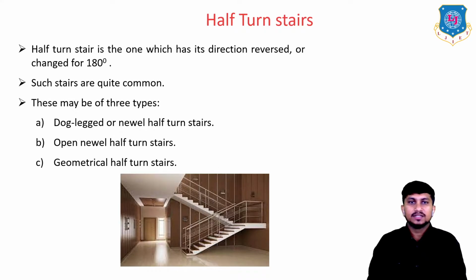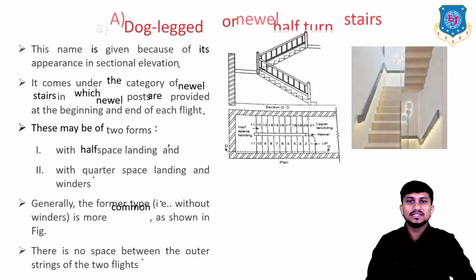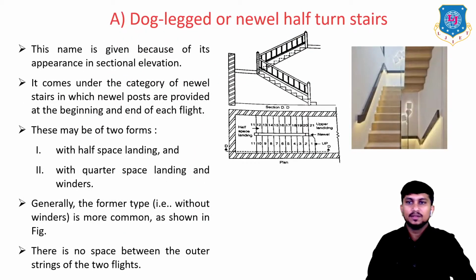This half-turn stair is further divided into three types: dog-legged or you can say newel half-turn stair, open newel half-turn stair, and geometrical half-turn stair. First is dog-legged or newel half-turn stairs. This name is given because of its appearance in sectional elevation. It comes under the category of newel stairs in which newel posts are provided at the beginning and end of each flight. You can clearly see in the section that a newel post is provided at the beginning as well as the end of each flight.